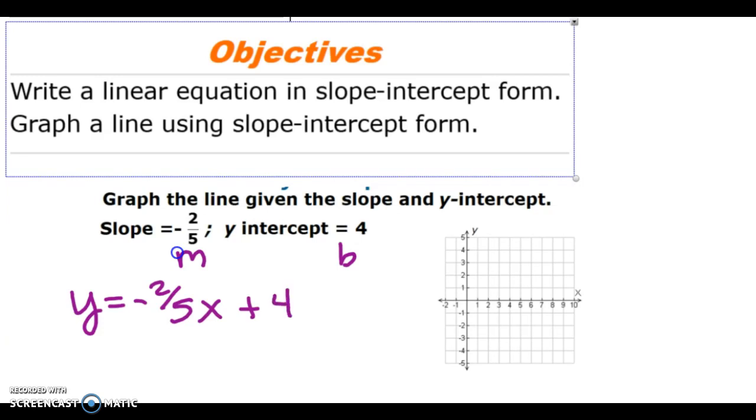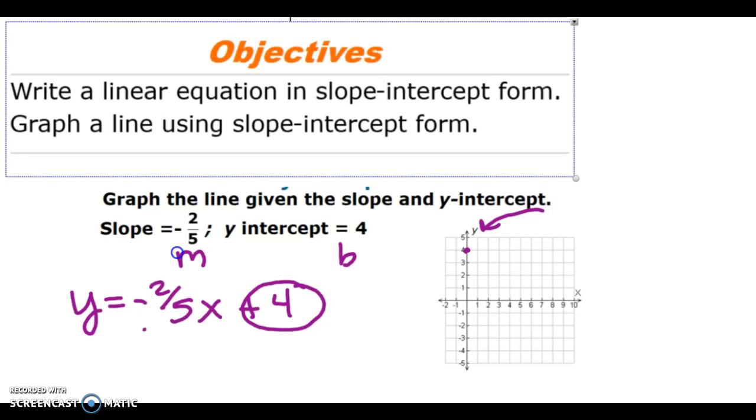Now graphing this couldn't be simpler. We're going to start with b, because b comes before m in the alphabet. The y-axis is our vertical axis, and we're going to plot the point 4. After dealing with intercepts, we understand the y-intercept is when x is 0 and y is 4.